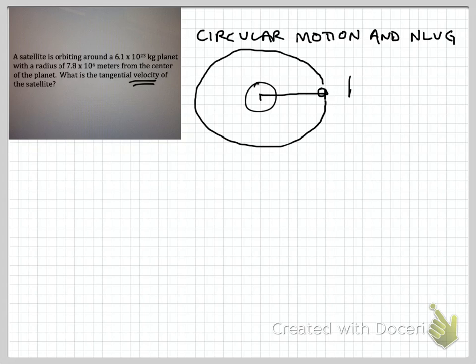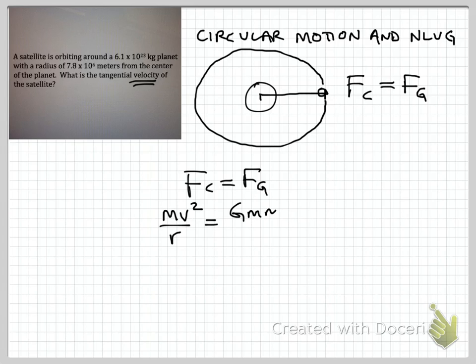And hopefully we think, wow, that means there's a centripetal force. And then the second question should be, well, what is the centripetal force? What is keeping the object in a circle? And in this case, we're dealing with gravity, because two objects have a gravitational attraction to one another. So I'm going to set centripetal force equal to gravity. mv squared over r equals GMm over r squared.